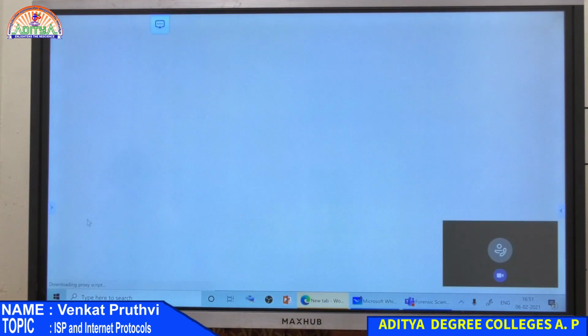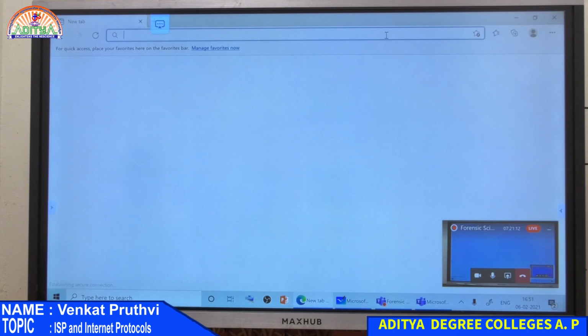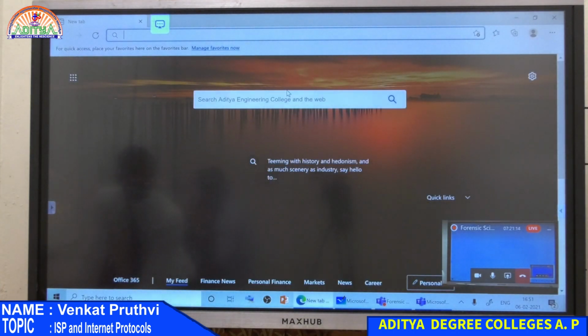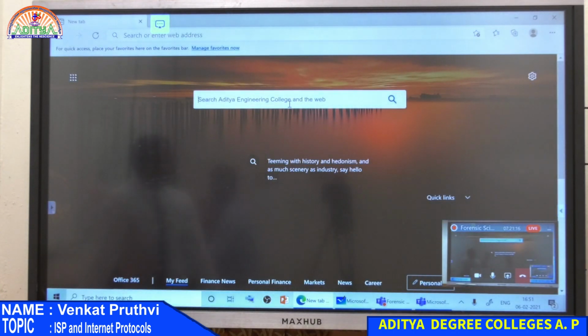So I am trying to open a web browser now. When I try to open the web browser, this is the default page that is there, and it all depends upon the browser; each different web browser has its own web page.